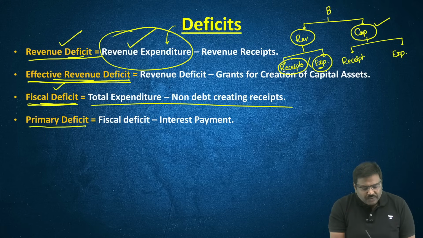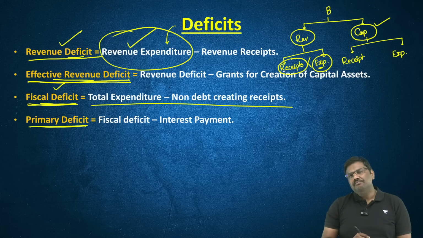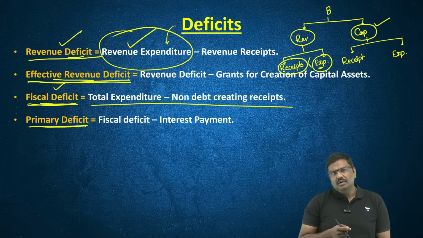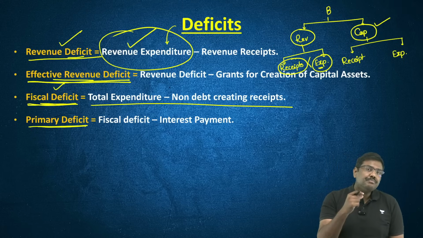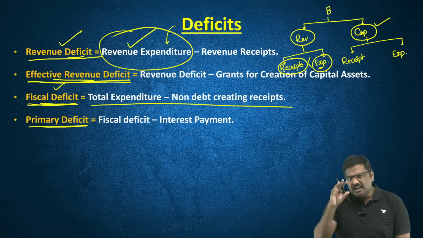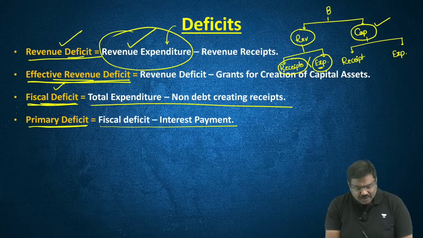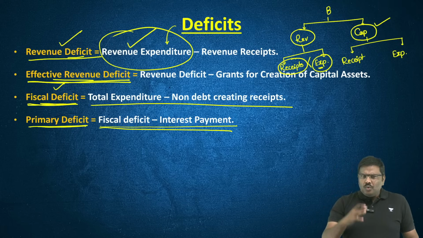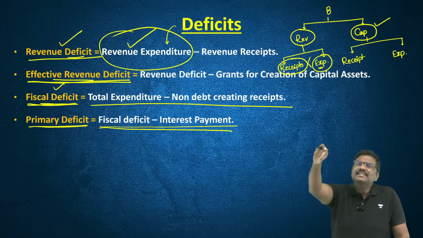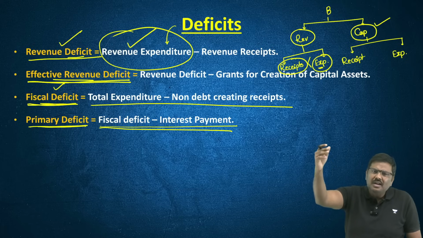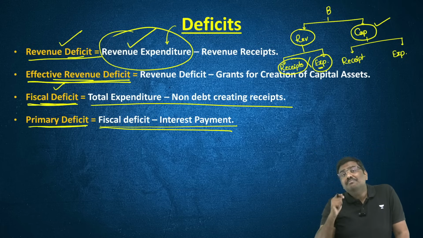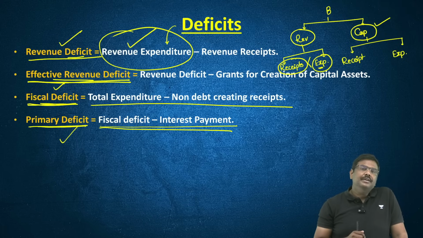Now, there is a fourth one, primary deficit, much more qualitative. Right? Much more qualitative data. Primary deficit. What is the meaning of the primary deficit? All of you will memorize the formula. I know a lot of you would have simply memorized the formula as given in the document, as given in a book. But what is the meaning of primary deficit?